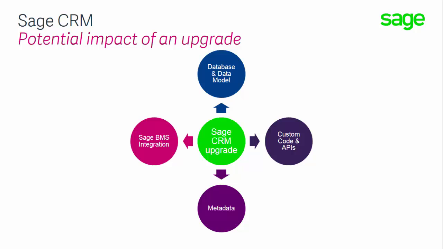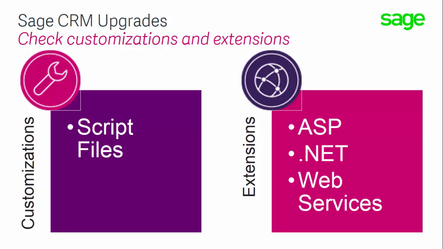Now, if we're going to look at the new features, and we are going to look at those in a moment, it's worth just pointing out that if there are new features in Sage CRM, these may always have an impact on existing components, add-ons, and techniques that you may have used to extend Sage CRM. And so these may affect the integration with your Sage accounting system or business management solution. There's a possibility that there's change to the database and the data model, and of course custom code and APIs and metadata. So this all means that you should plan your upgrade carefully.